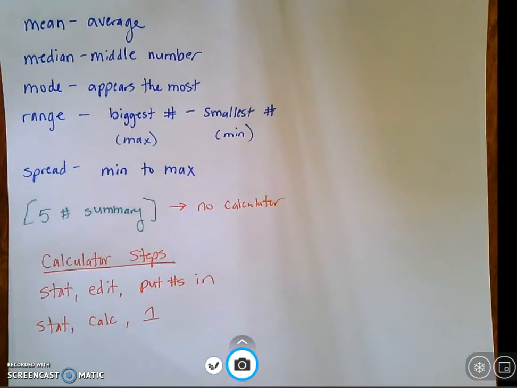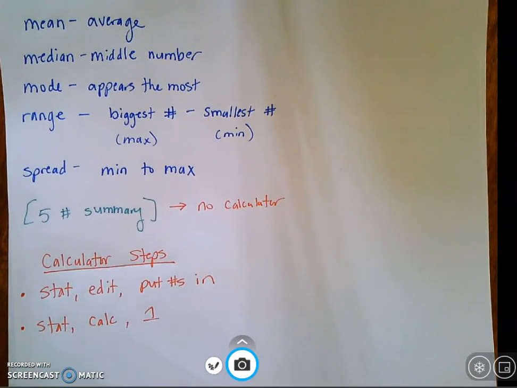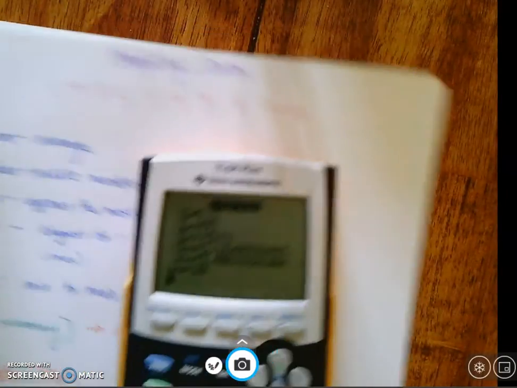Okay, so here's what you do. First step is Stat, Edit, put your numbers in. Second step, you go Stat, Calc, 1, and it gives you all that information. So let's go back here. I want to show you what this information means.